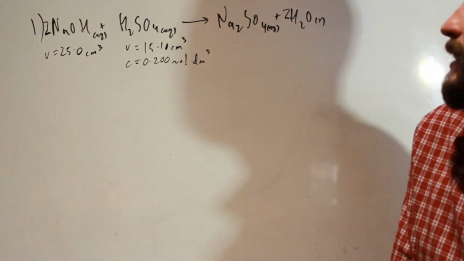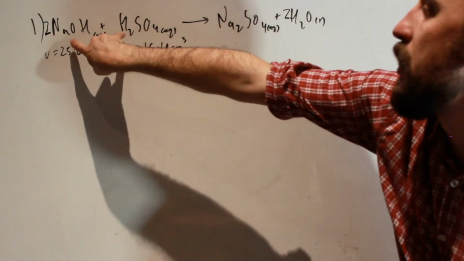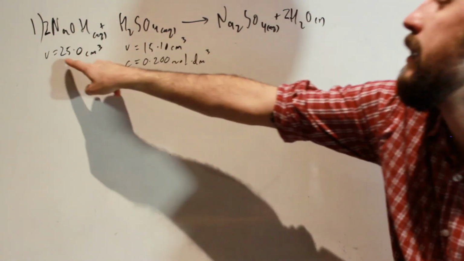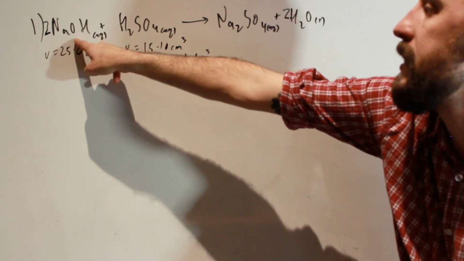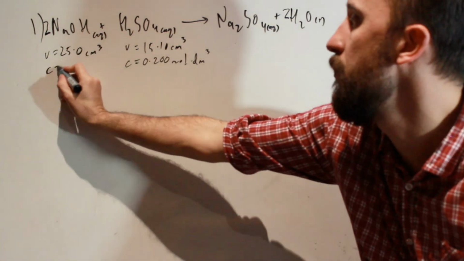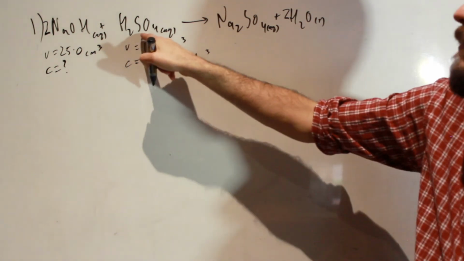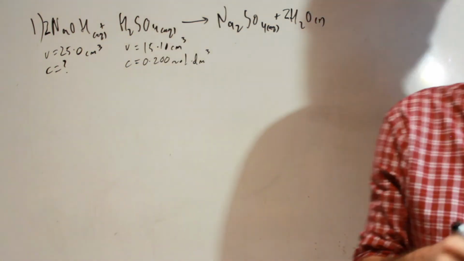So what this means is that to react these two in the perfect molar ratio, so 2 moles for every 1 mole of that, it took that amount of volume of this, which is our unknown concentration, which is what we want to know, and it took 15.10 centimeters cubed of that sulfuric acid with that concentration.